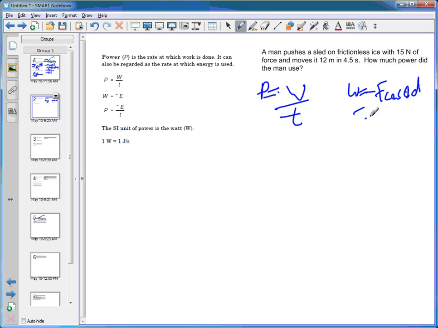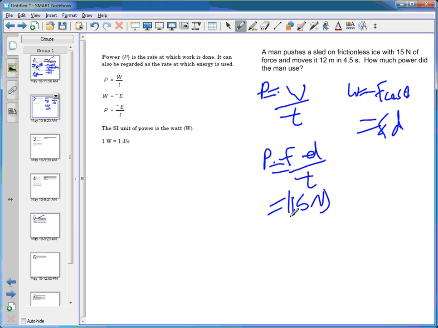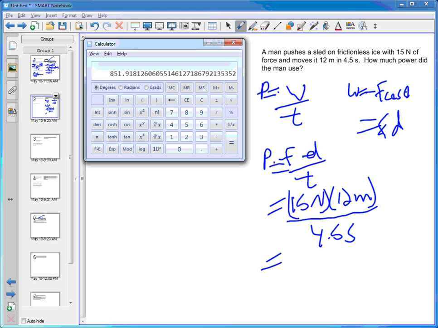Fd. Therefore, power is equal to Fd over t, which equals 15 newtons times a displacement of 12 meters divided by 4.5 seconds, which equals 40.